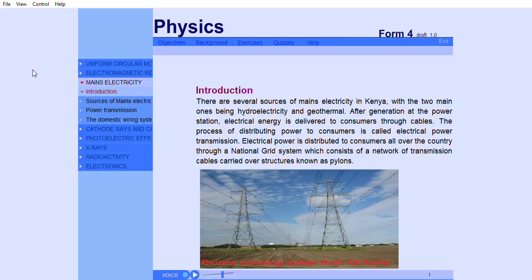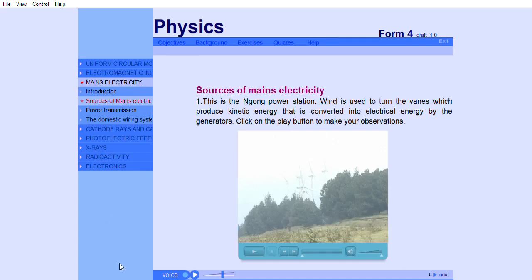Introduction. There are several sources of mains electricity in Kenya, with the two main ones being hydroelectricity and geothermal. After generation at the power station, electrical energy is delivered to consumers through cables. This is the Ngong power station. Wind is used to turn the blades which produce kinetic energy that is converted into electrical energy by the generators.